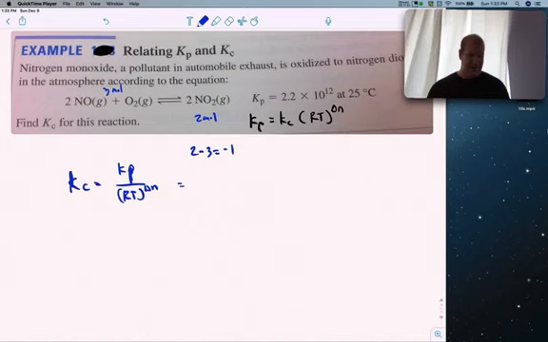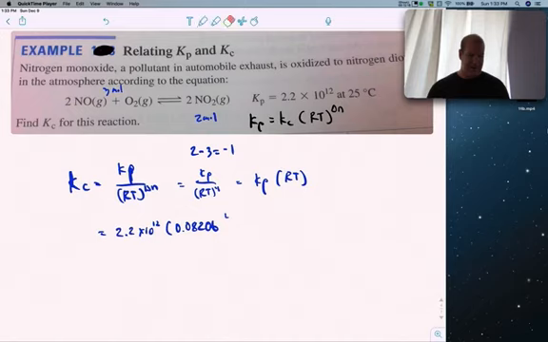So this means Kp over RT to the minus 1 equals Kp times RT, equals 2.2 times 10 to the 12th times R, 0.08206 liter atmosphere over mole Kelvin.